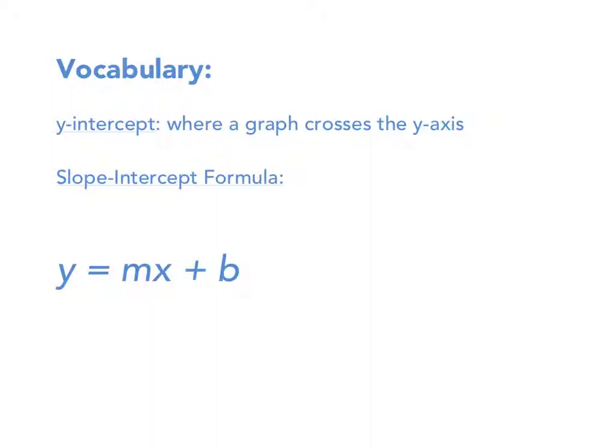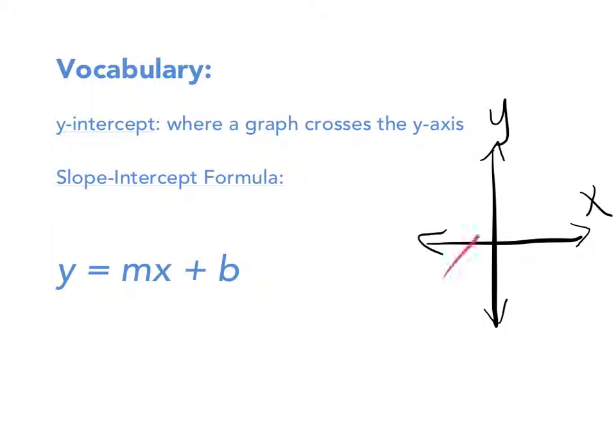Vocabulary you need. We've spoken about this in class before, but I just want you to have the solid definitions in your notebook. So the y-intercept is where the graph crosses the y-axis. If we have an x and y axis, and I have a line, wherever that line crosses the y-axis, that is the y-intercept. So the slope-intercept formula is what you really need to have.